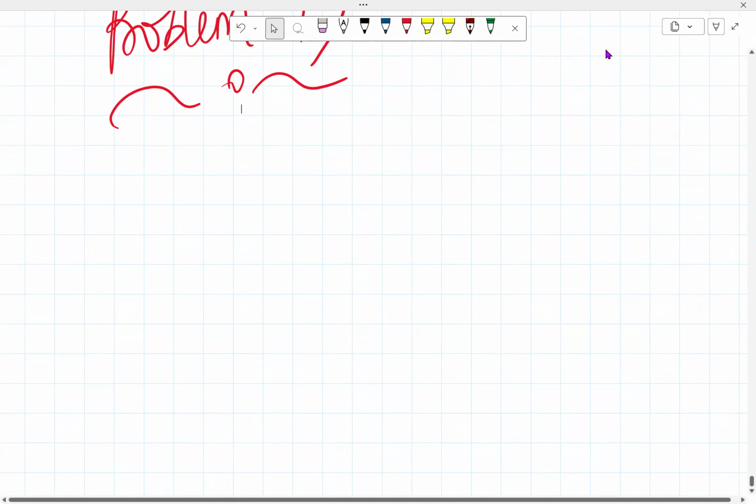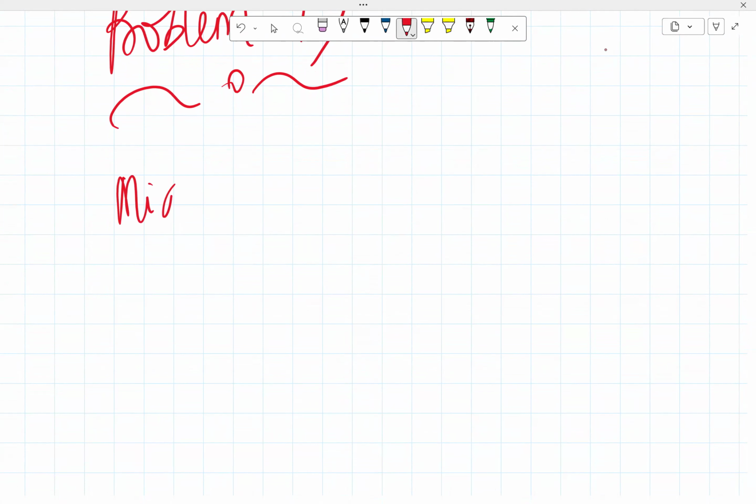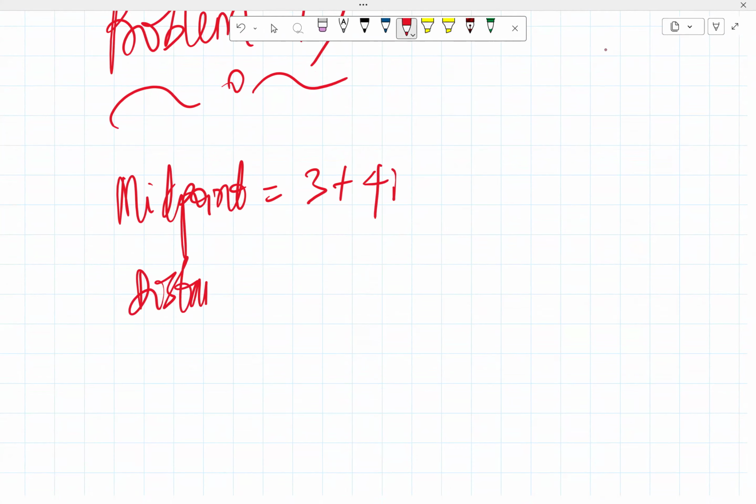So what are we given? We are given the midpoint. The midpoint is 3 plus 4i. We have that. Then we have the distance also given: the absolute value of Z1 minus Z2 is equal to 10.